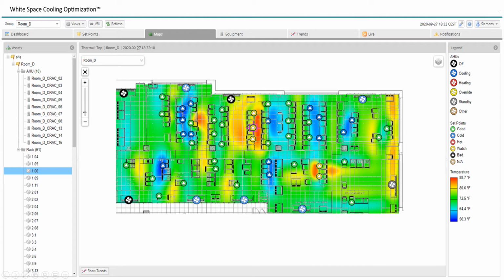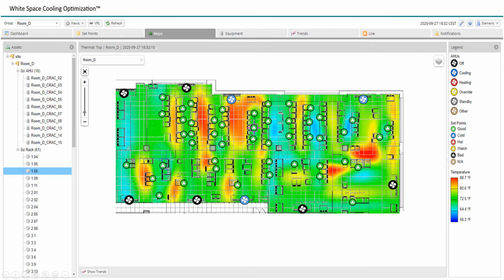Overall, the entire remediation process only took 2 hours. They relocated 50 perforated tiles to better locations. Once the remediation was complete, the artificial intelligence used machine learning to rebalance cooling in the room for better optimization. And these were the results.